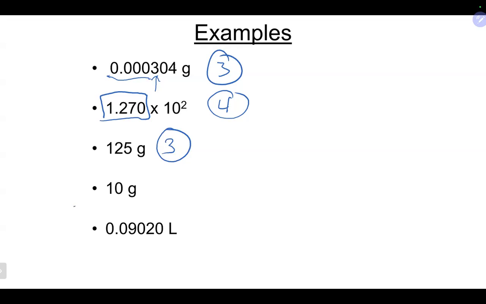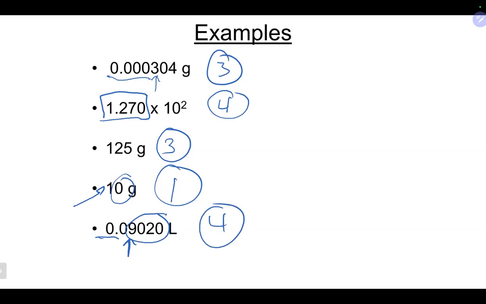In this particular case, we would start at the 1. And is that 0 significant? The 0 is not significant. There's no decimal here. So this would have 1 significant figure. And lastly here, we would not start counting until we hit the 9. And the 0 is significant, the 2 is significant, and the 0 at the end is significant. So that is going to be 4 significant figures. Any questions on any of those?